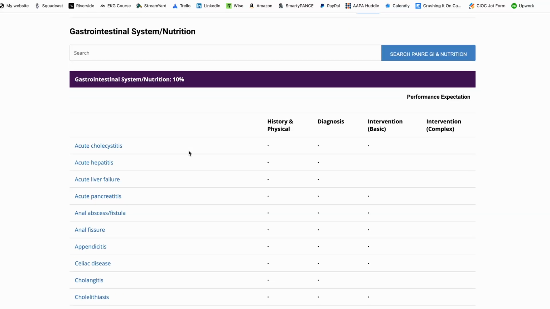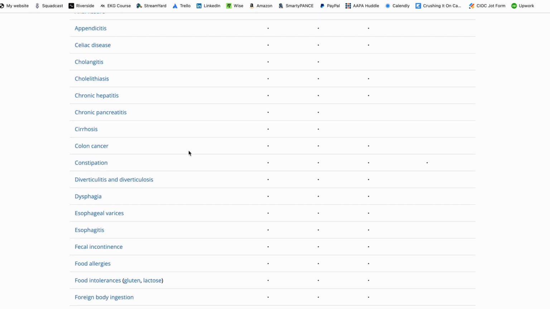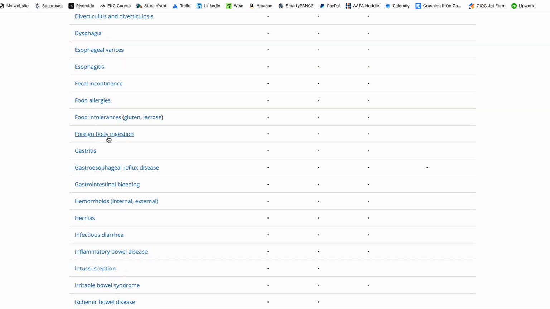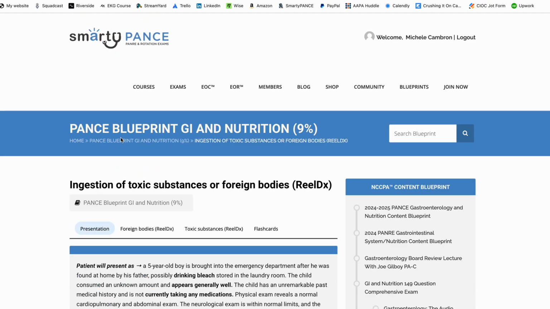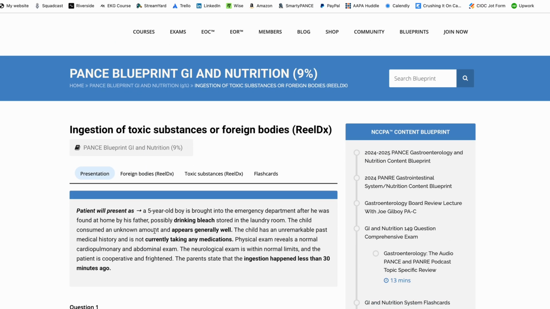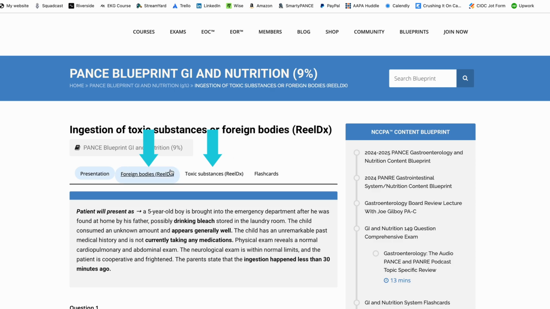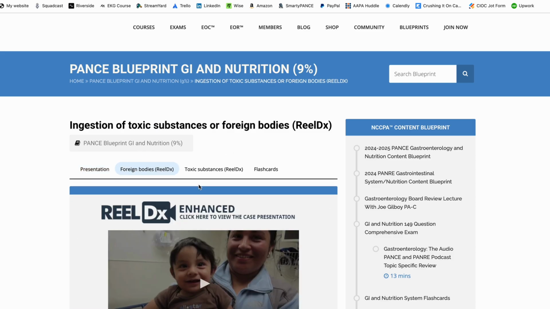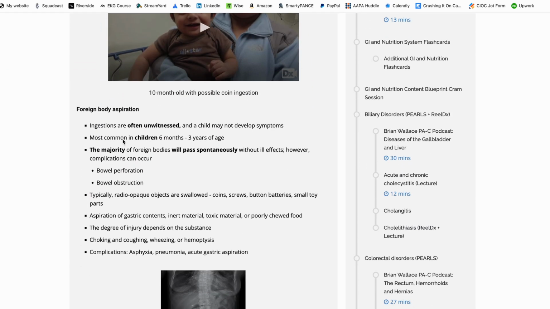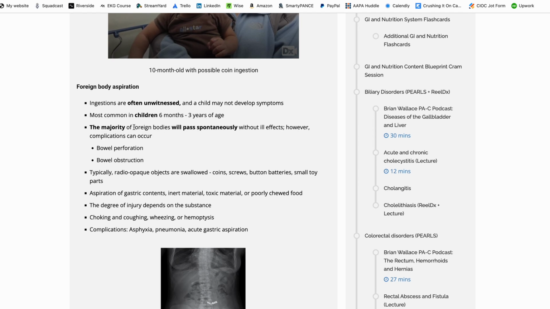So you've already got the blueprint pulled up for this category, and you go down here and here's foreign body ingestion. You click on this, it brings up that scenario. A young kid generally appears well. Ingestion happened less than 30 minutes ago. So that kind of all fits. And then you have foreign body or toxic substance. Most likely a foreign body because he was playing with toys. Could have been toxic, but foreign body is probably it. So we'll check that first. This says ingestions are often unwitnessed, so that's probably what happened. Majority will pass spontaneously. However, complications can occur.